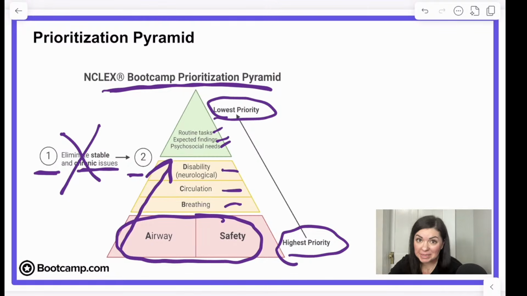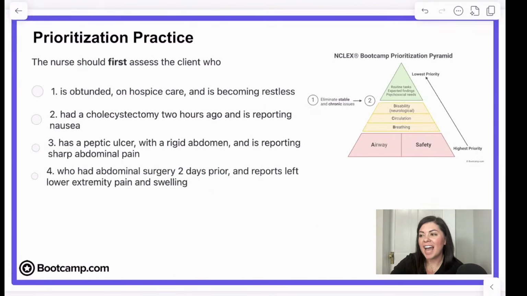Okay, so I know that was a lot of information. So let's actually look at a couple of items and look at our prioritization pyramid as we go along.